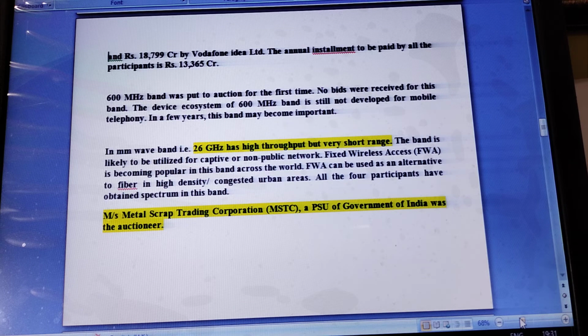And the 26 GHz band has high throughput and very short range, and the band is likely to be utilized for captive and non-public networks. Here one question may come: what is throughput? It is the amount of data that moves successfully from one place to another in a given time period. Another is latency, the delay in communication in the network.